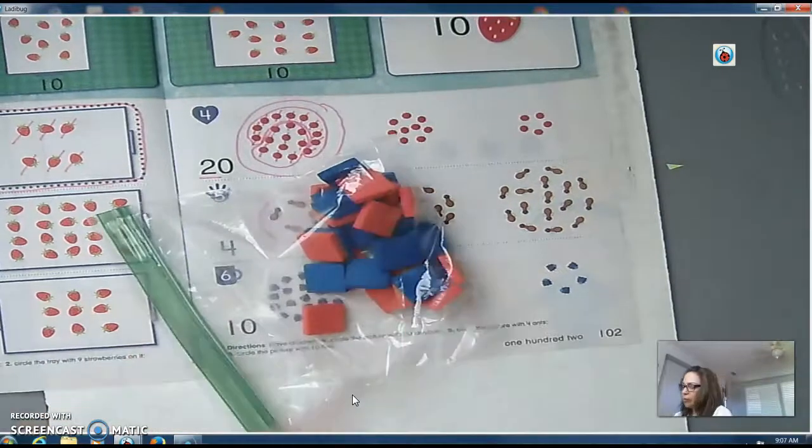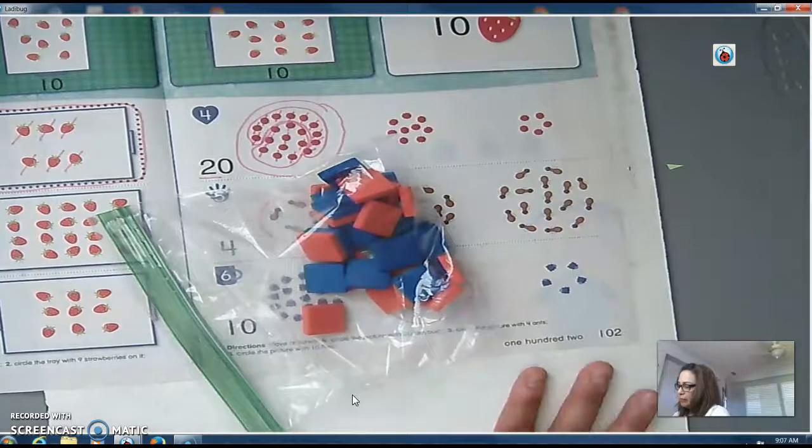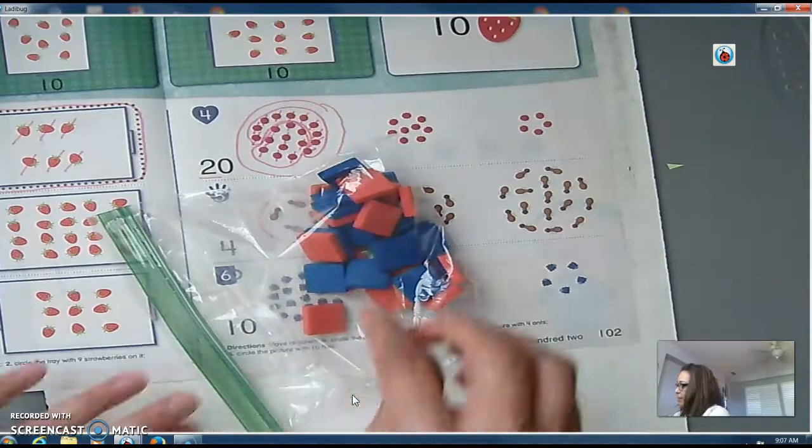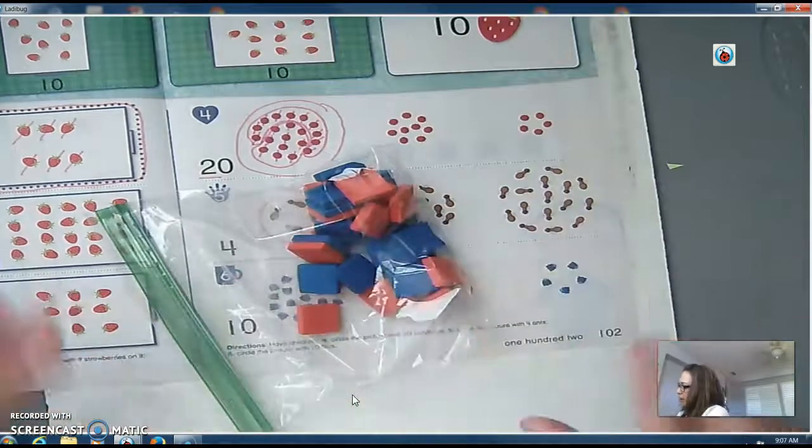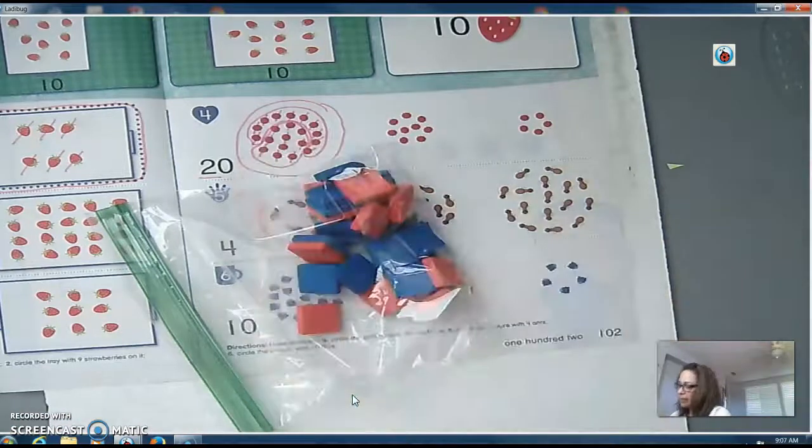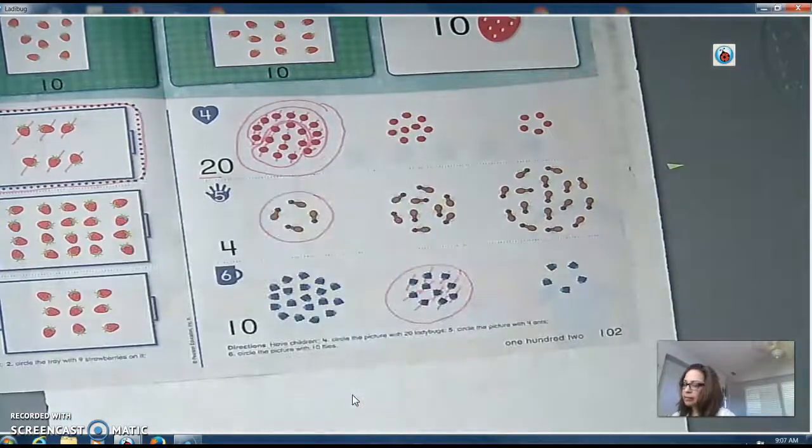All right, boys and girls, if you want to keep practicing circling 10, you can always use these little squares at home. Put them on top of a place that you can write, like your writing mat, and then put them out and then count 10 and circle 10, and then show your parents that you can do that, because it's a skill that we need to practice a lot.